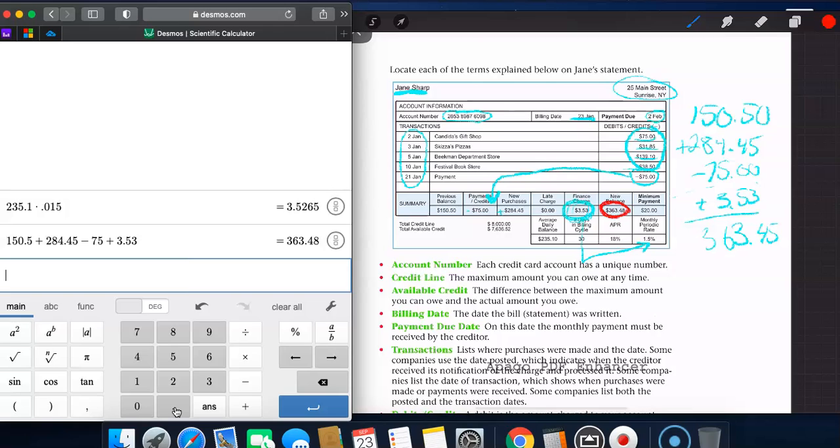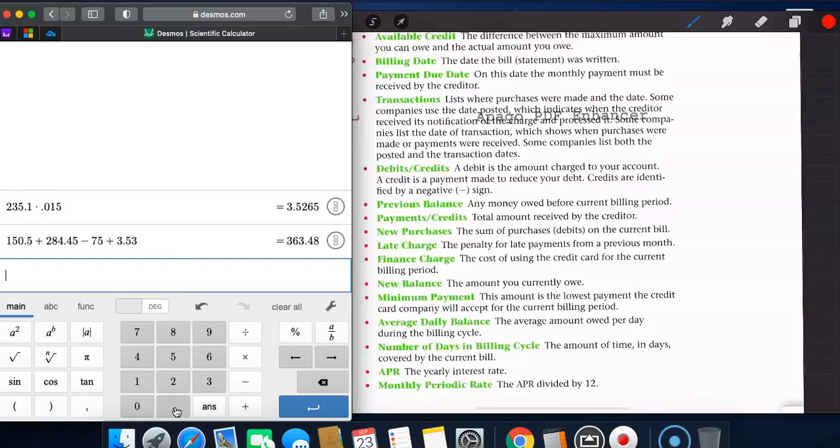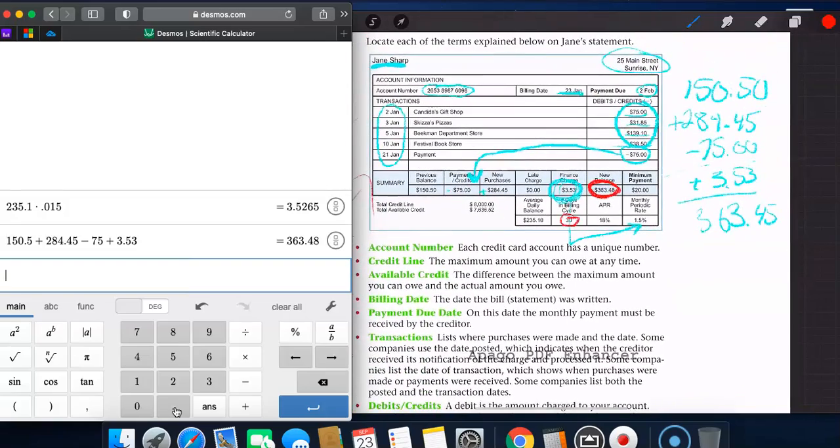So again, all this information can be found on this statement that we receive from the credit card company. There's lots of information that can be found on there, but we've kind of gone over the main ones. One thing we do want to consider is this, right? Because that's how we determine the average daily balance.